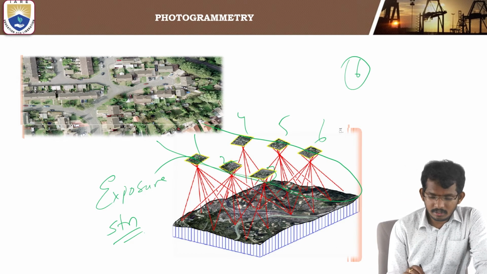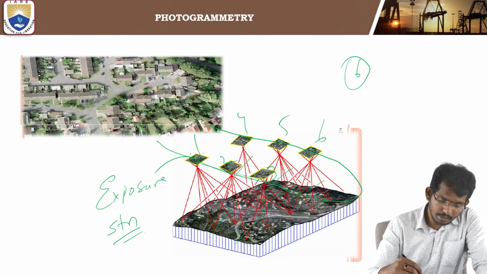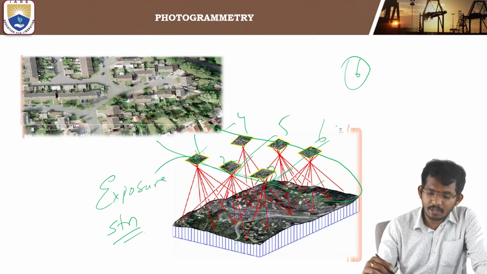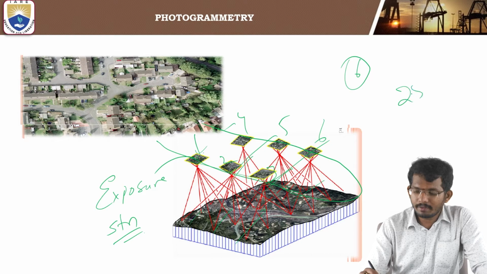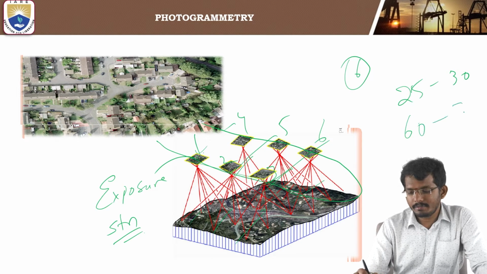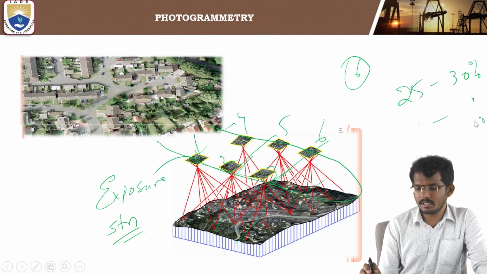Here we get the side overlap. Here also we get the side overlap. But between 1 to 4, 2 to 5 and 3 to 6, we get an end overlap. In end overlap, we overlap 25 to 30% of the image. In side overlap, we overlap 60 to 70% of the previous image. Please remember these percentages of overlapping.